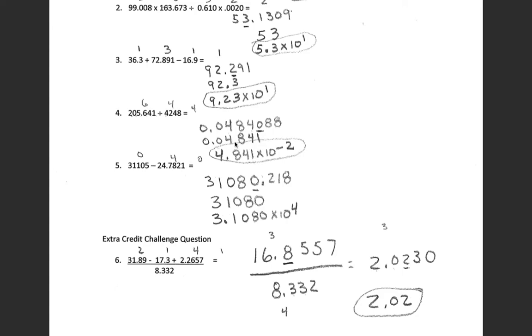I move my decimal to 4.841. I must have 4 significant figures. 1, 2, 3, 4. 4.841 times 10 to the minus 2.